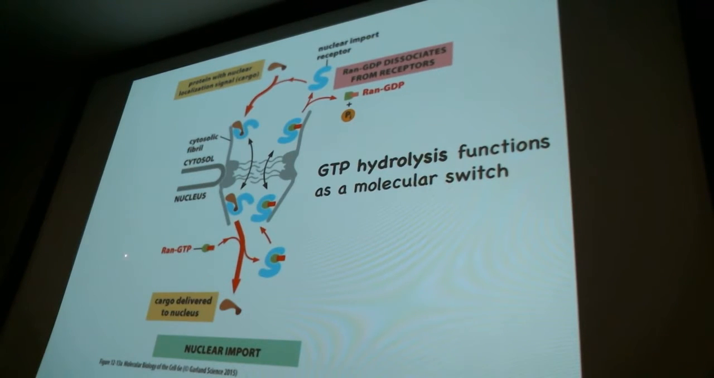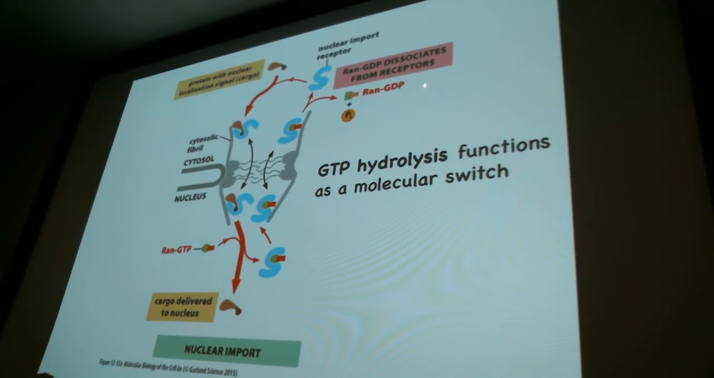RAN is in its GTP form inside the nucleus, and outside of the nucleus, it's in the GDP form. Another important component of this system is the nuclear import receptor. There are several types that capture the protein that has the signal. The protein has to have a signal that it's supposed to go into the nucleus. It binds to this import receptor, and then this protein starts moving down the pore.